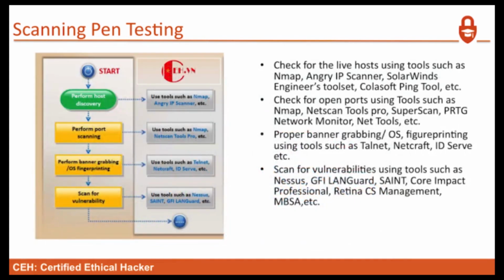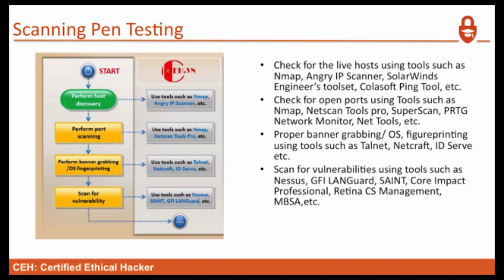So scanning pen testing, a process here. We're going to start by performing host discovery. We're going to use tools like Nmap and Angry IP Scanner. Then we're going to jump to perform port scanning. So let's look over on the right. Check for live hosts with tools such as Nmap, Angry IP Scanner. I mean, this is pretty clear that it matches up over on the left. The second thing we're going to do, which is the first yellow box, is perform port scanning. Then we're going to perform banner grabbing and OS fingerprinting, and then we're going to scan for vulnerabilities.